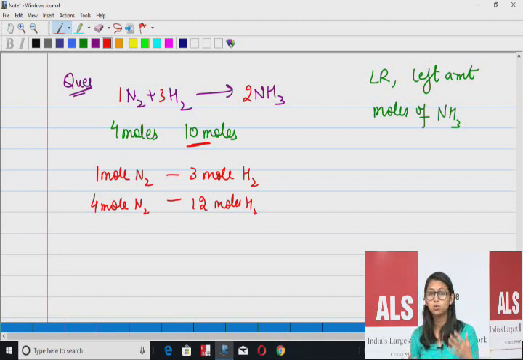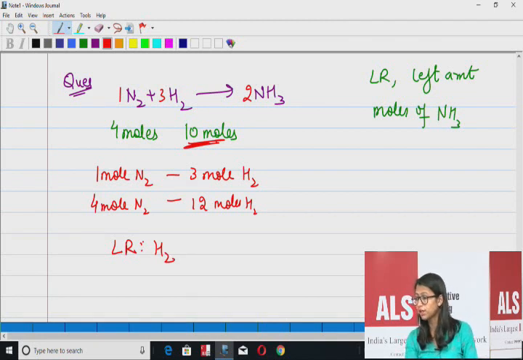4 moles ideally require 12 moles, right? But here what is given in the question is 10, right? So this is already lesser. So the limiting reagent will be H2. Do you agree with me, Tetso College? Let me know if any doubt is still there. So LR is H2 and the excess reagent is N2.